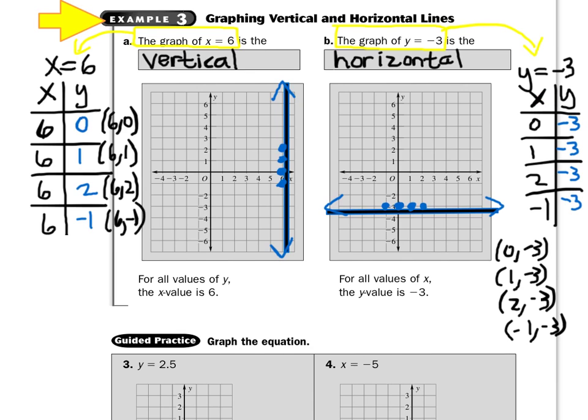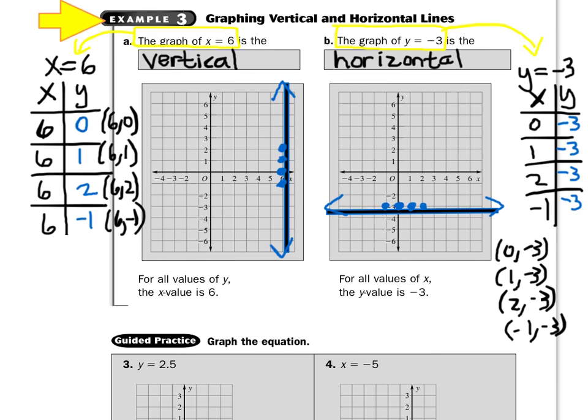Now, for the x, we're going to do the same thing that we did before. We're going to make up easy values. So let's do 0, +1, +2, -1. But what this is saying is y is frozen at -3. It can't be anything else. So just put -3, -3, -3, -3, all the way down.